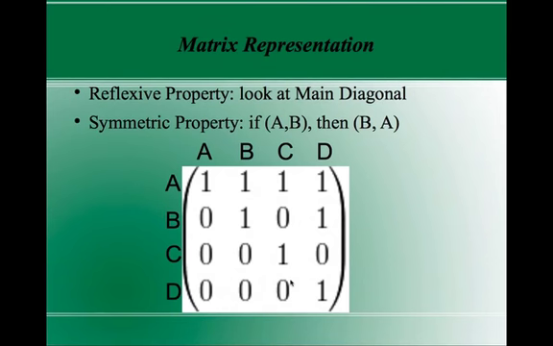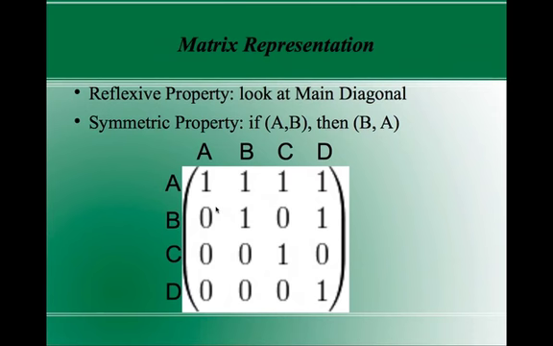Now, what it means for a relation to be symmetric is that if AB has a 1, BA must also have a 1 for every single one in the relation. So if you look at this relation, you can see right away that it is not symmetric.